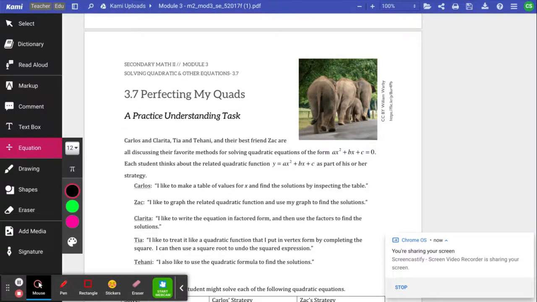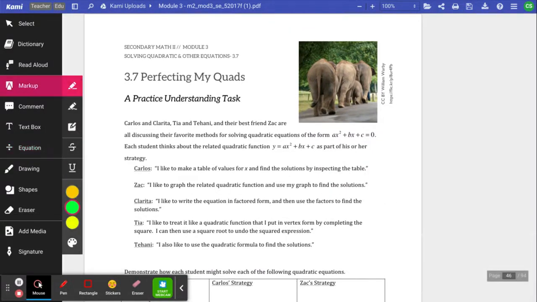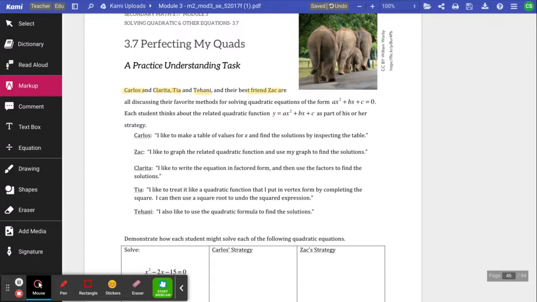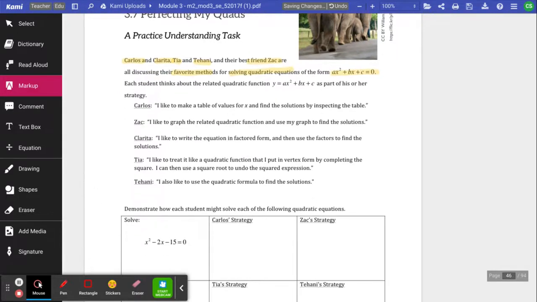All right, here we are on Perfecting My Quads, task 3.7. And we've got 5 friends, Carlos, Clarita, Tia, Tehani, and their best friend Zach, and they're all discussing their favorite methods for solving quadratics. Isn't that what you do with your friends when you sit around? You discuss your favorite methods for solving quadratics? I know, right? Each student thinks about the related quadratic function as part of their strategy.